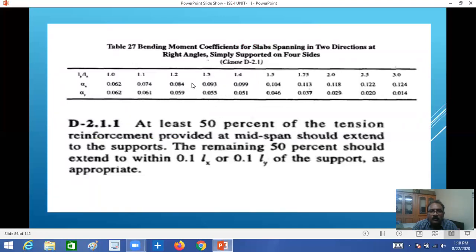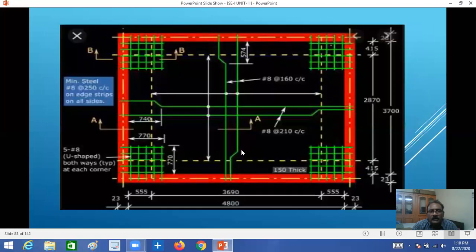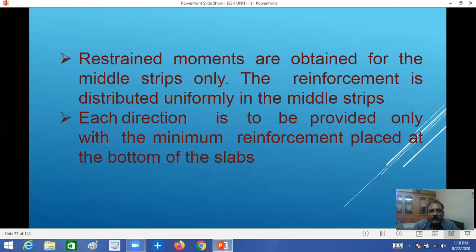That is calculated by interpolation of these values. At least 50% of the tension reinforcement provided at mid span should be extended to the support. The remaining 50% should be extended to within 0.1 Lx or 0.1 Ly of the support, as an approximation. So this is the table we have to consider in the design.